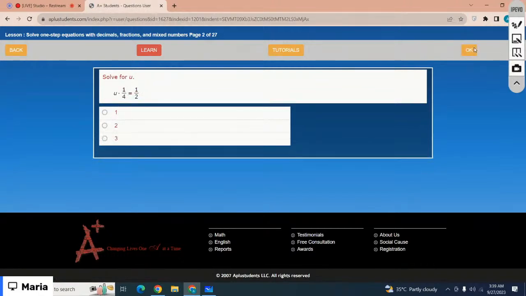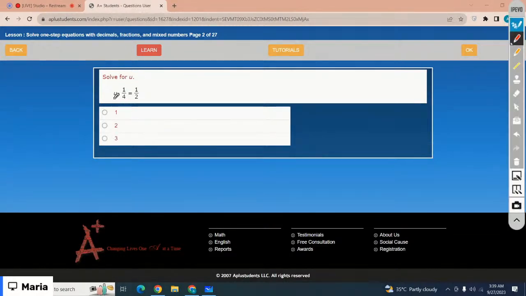Okay, the next one is u times 1 by 4 equals 1 by 2. So which is the correct option? Let's just solve. 1 by 4 is multiplying u. Opposite to multiplication is division. You have to divide both sides by 1 over 4. They both are exactly the same. 1 by 4, 1 by 4 cancel out. You're left with 2. So replace the division sign with multiplication and take the reciprocal of the term. So 4 over 2 is 2. The correct option is 2, right?